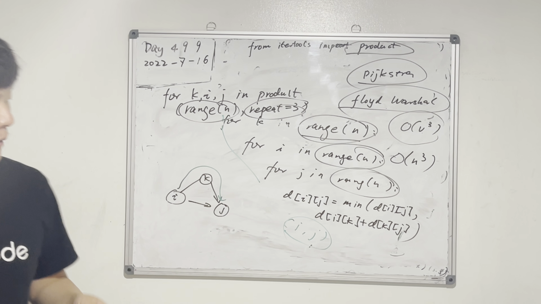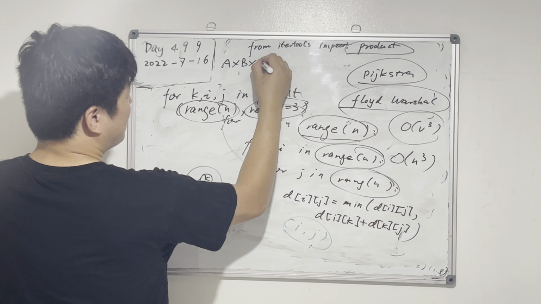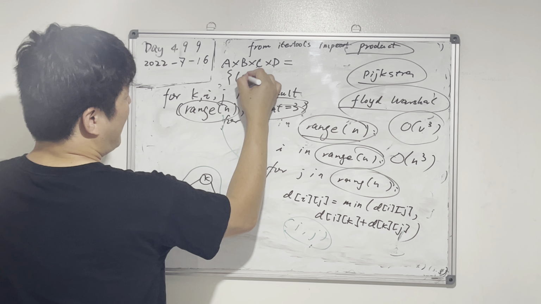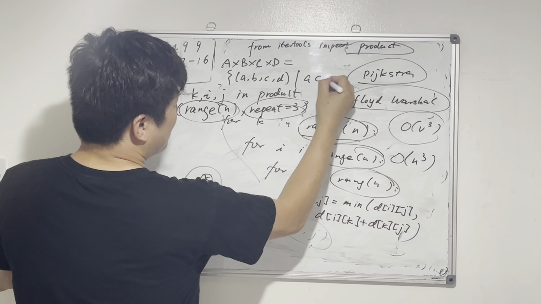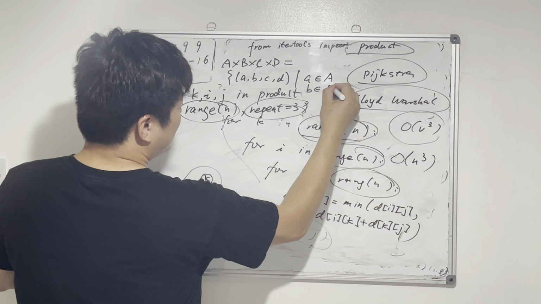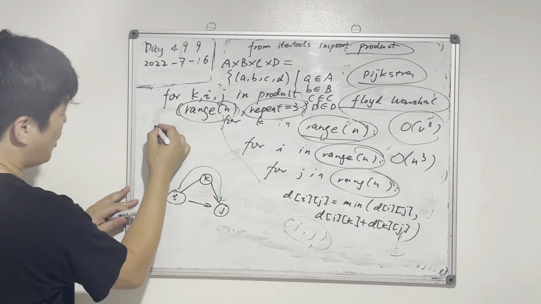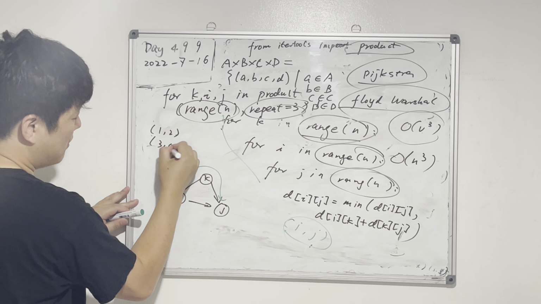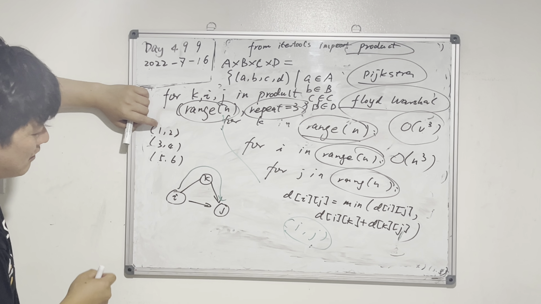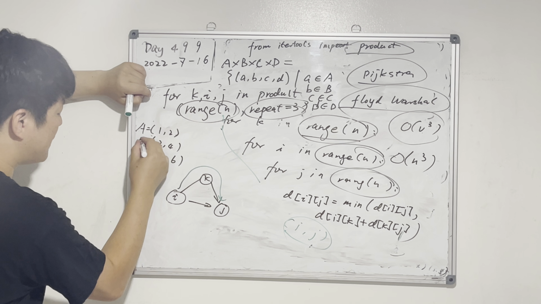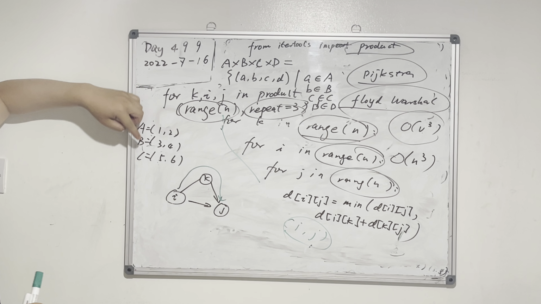So Cartesian product can be done on multiple sets. A Cartesian product B, Cartesian product C, Cartesian product D gives tuples A, B, C, D, right? Where a belongs to A, b belongs to B, c belongs to C, d belongs to D. That's what it means. So if A is 1, 2, B is 3, 4, C is 5, 6, what's the Cartesian product? If there are 3 sets, can you guess?